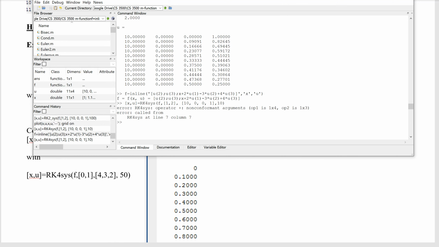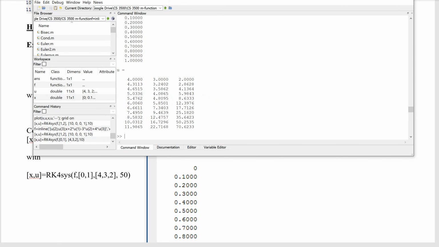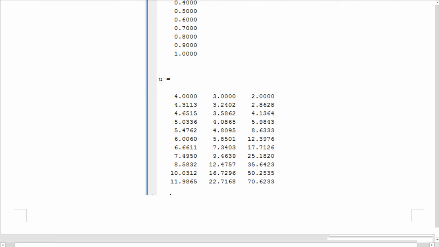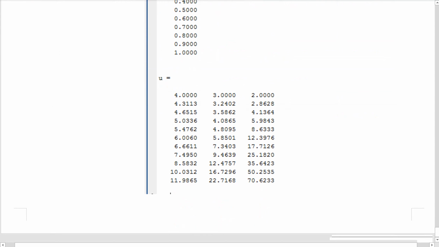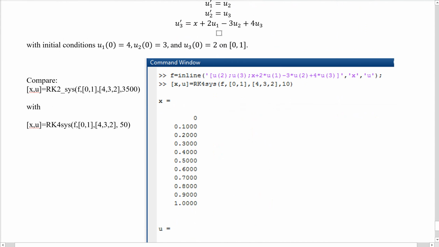Okay, so let's see. Oh, okay. So we also need to change the initial conditions. Here we have 4 coordinates. What are the initial conditions? They are, let me find the one. Yes, this is the initial condition. Okay, so RK4. So these are the values we get. So far, so good, everybody. And let's look at the last number. We get 70.6233. Let's compare. Okay, let's compare RK4 50 and RK2 50.